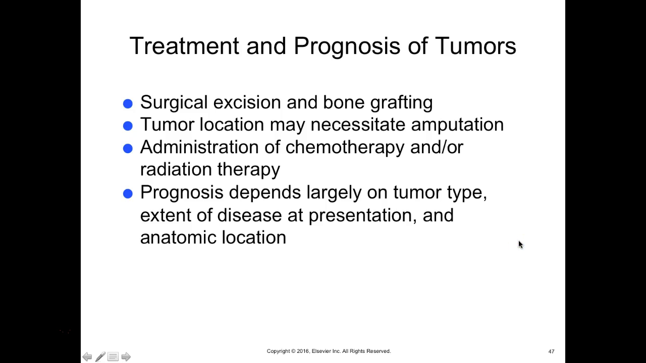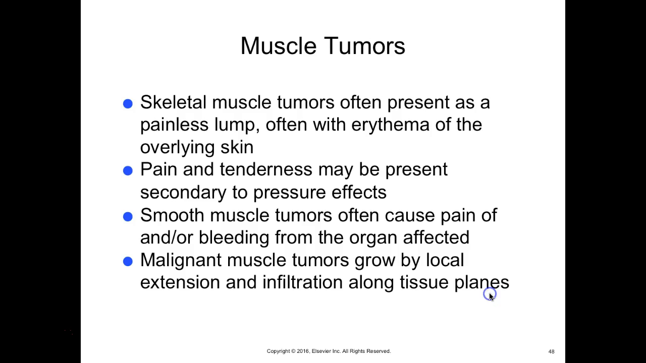Treatment and prognosis of tumors, surgical excision and bone grafting. Tumor location may necessitate amputation as well, administration of chemotherapy and or radiation therapy, depending on the extent. And then the prognosis, of course, with any type of tumor or cancer depends on the tumor type, extent of the disease at presentation, and anatomic location as well. And staging as well. Has it metastasized anywhere else?